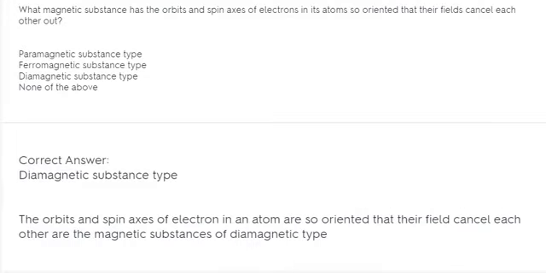What magnetic substance has the orbits and spin axes of electrons in its atoms so oriented that their fields cancel each other out? Paramagnetic substance type, ferromagnetic substance type, diamagnetic substance type, none of the above. Correct answer: diamagnetic substance type. The orbits and spin axes of electrons in an atom are so oriented that their fields cancel each other are the magnetic substances of diamagnetic type.